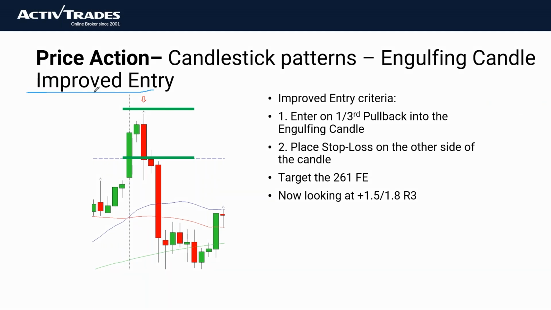If we look at the improved entry, though, what we're looking for now is, once we've identified it, we run our fib tool across it, identify where a third of the pullback is, back into the candle. That is where our entry would be. Stop loss in the same place as always, and now we'd be targeting the 261, which might be down here, and now we're suddenly having gone from 1-to-1 to perhaps anywhere between 1.5 and 1.8, even maybe up to 2, depending upon the size of the engulfing candle and the time scale that you're trading. But that improved entry starts to change the reward to risk ratio for you, and that's the sort of thing that can have a big impact on your overall expectancy levels.